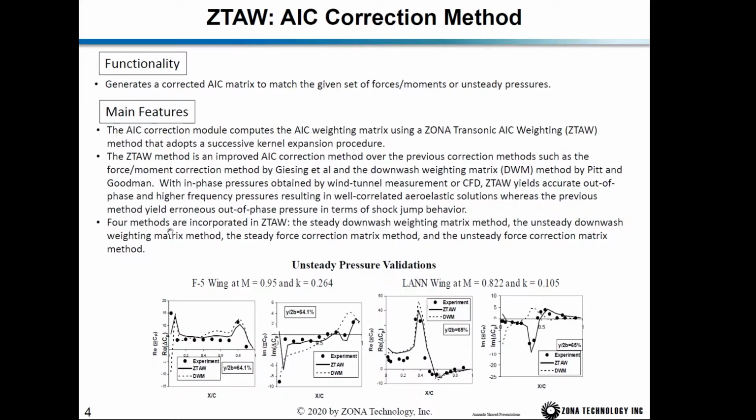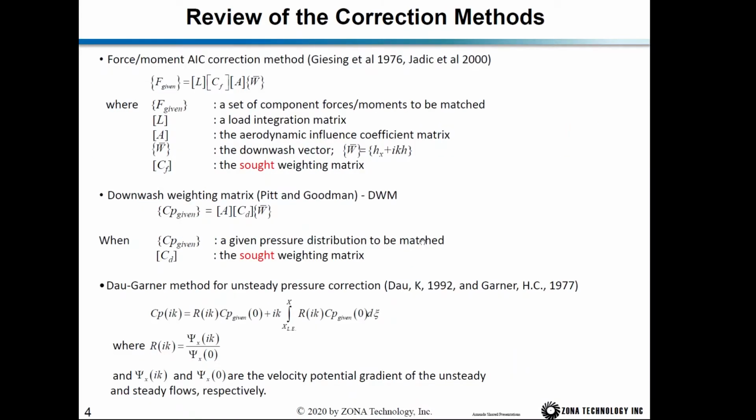And four methods are incorporated in ZAERO. The first one is a steady downwash weighting matrix method. The second one is an unsteady downwash weighting matrix method. The third one is a steady force correction method. The last one is an unsteady force correction method. And what's wrong with the previous correction method?